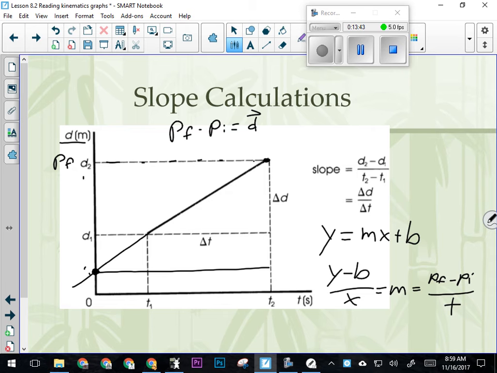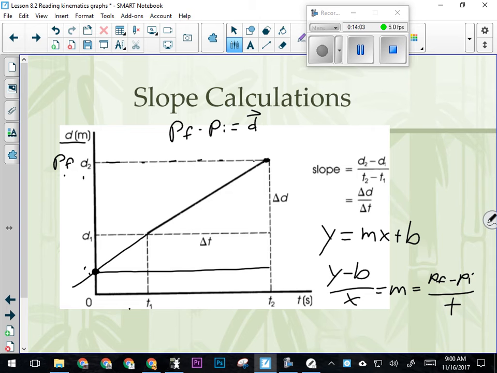Yes, you will also have to calculate them for velocity versus time graphs. The good news is it's the same method. You're just going to get a different value. Instead of getting velocity, you would get acceleration. And it's the same for any graph. Whatever the slope is, it's the change in this over the change in that.